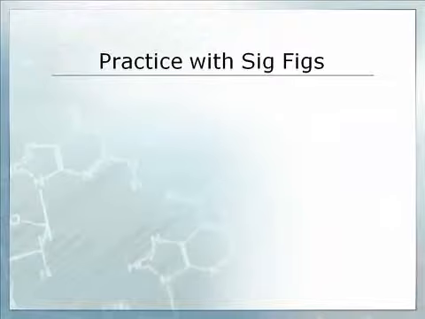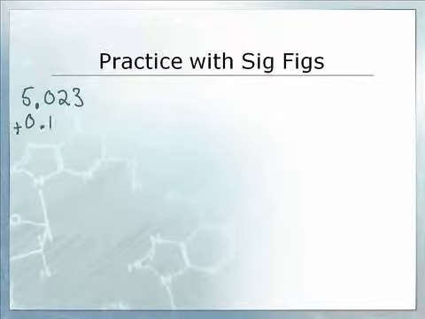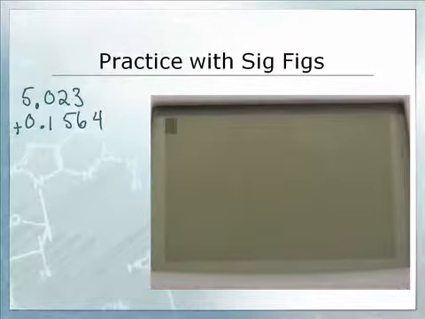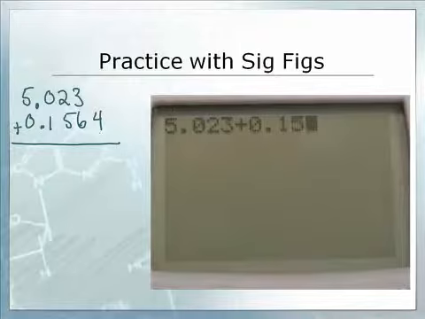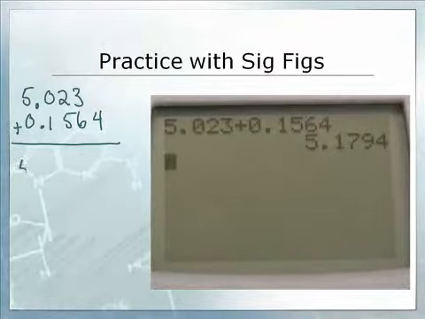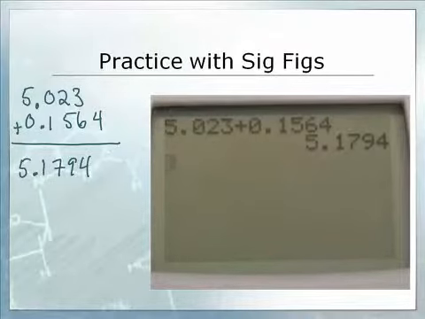All right, so let's say I have 5.023, and I'm going to add to that 0.1564. Mr. Sams, you're going to do that on the calculator: 5.023 plus 0.1564. What does the calculator say, Mr. Sams? The calculator says 5.1794. And that, of course, is wrong.